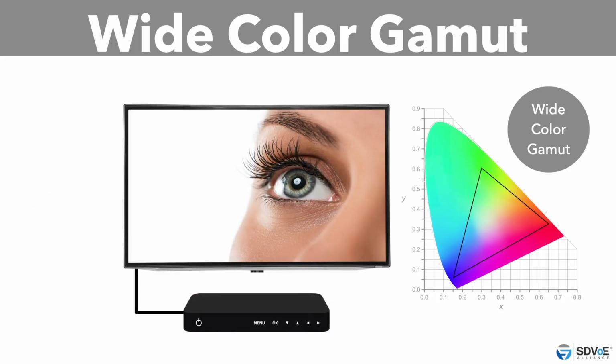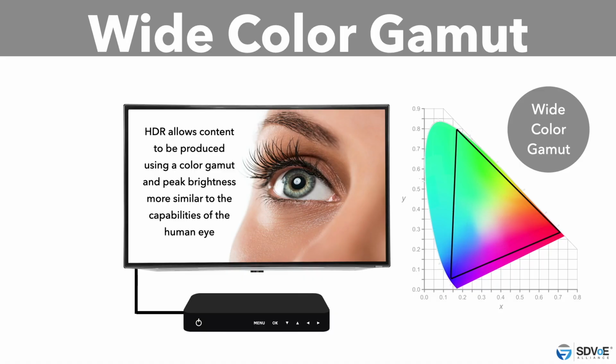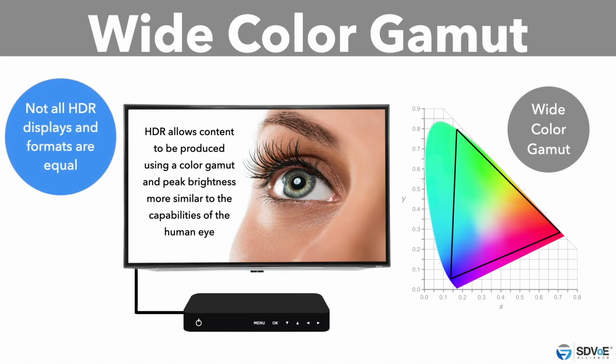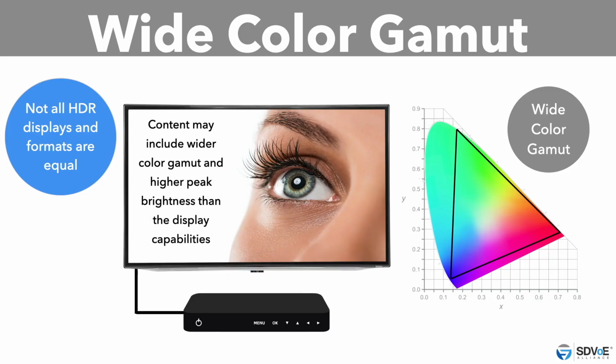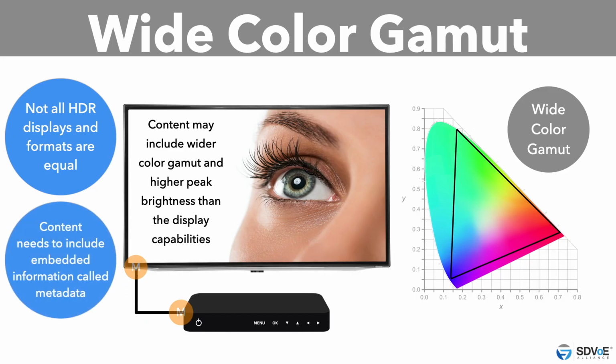HDR has dramatically changed this because content is being produced using a colour gamut and a peak brightness which is more similar to the capabilities of the human eye. However, not all HDR displays and formats are created equally, so content may include wider colour gamut and higher peak brightness than the display's capabilities. Metadata is the term used for embedded information about the content, which helps a lower brightness display understand how to successfully display a high peak brightness image.